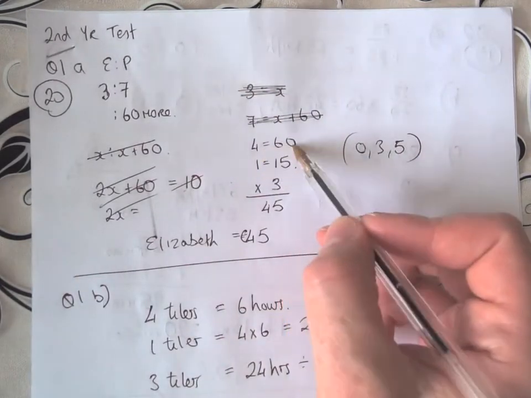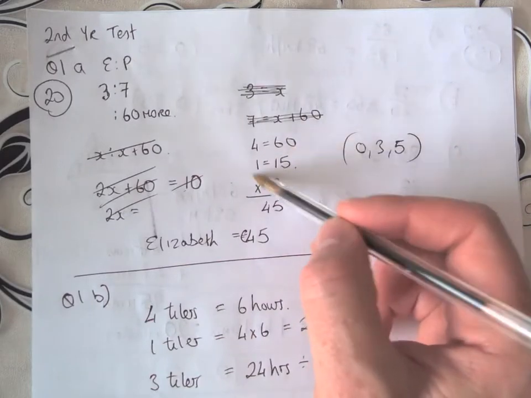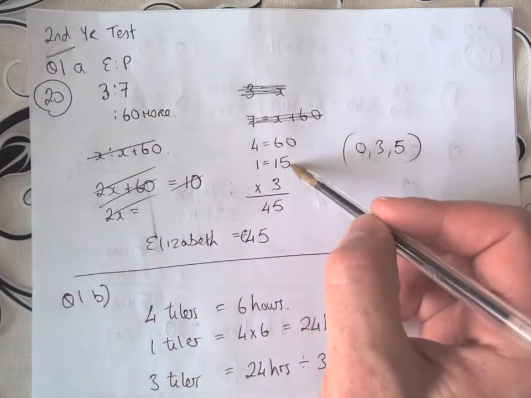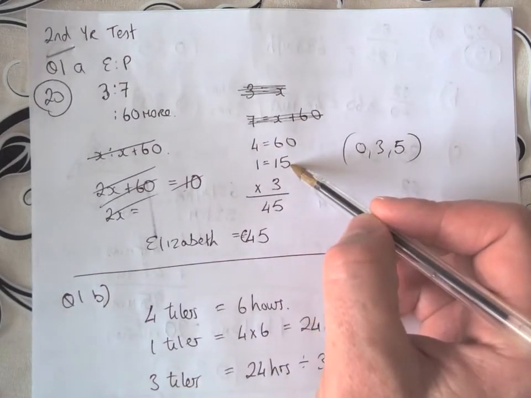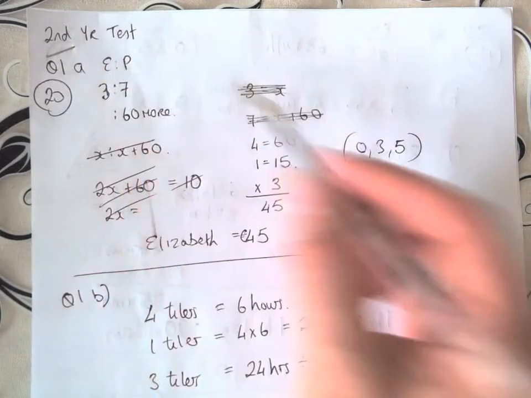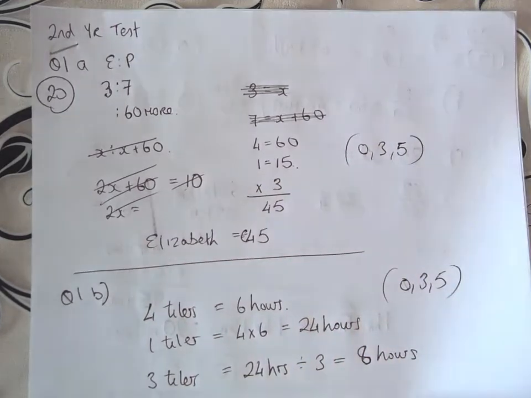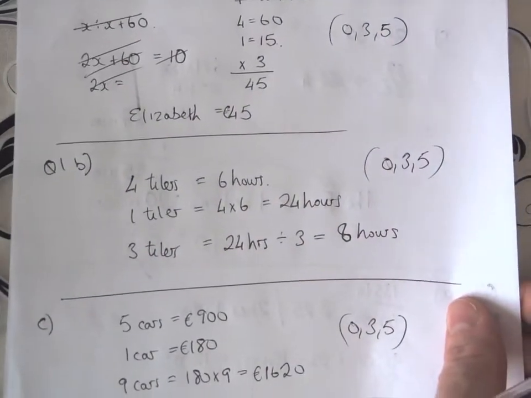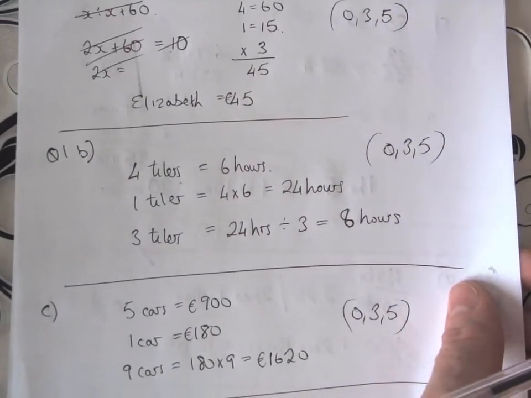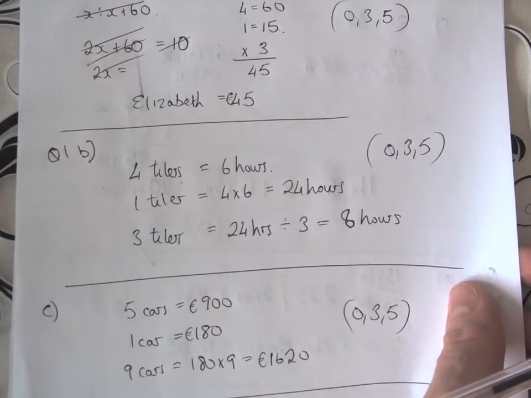So 4 parts is 60. So to get 1 part, I divide 60 by 4, which gives me 15. And then I want to know how much Elizabeth got. Elizabeth got 3 parts. So 1 part is 15, so multiply by 3 gives me 45. So Elizabeth got 45.